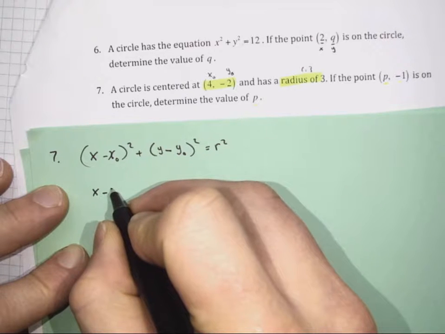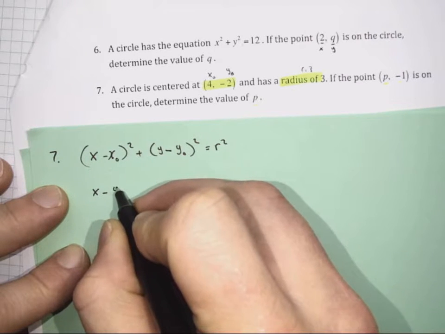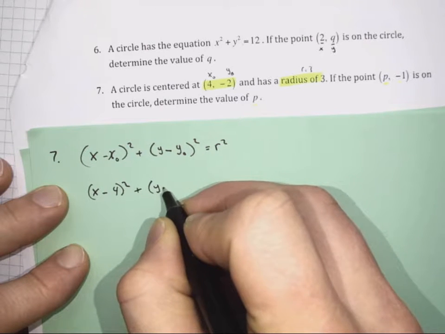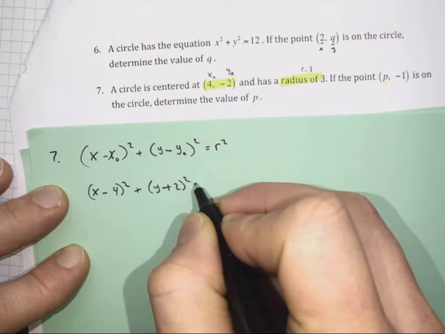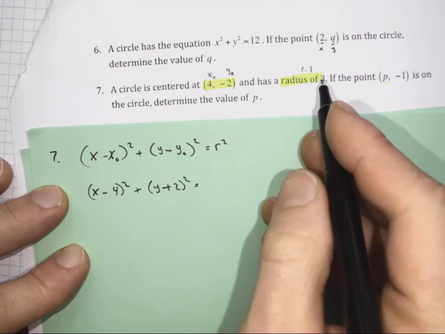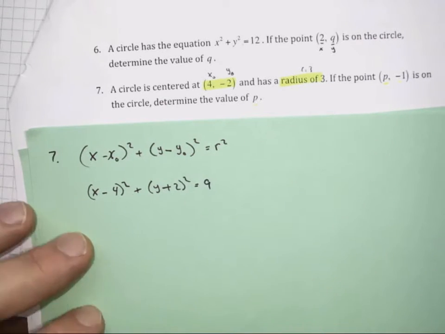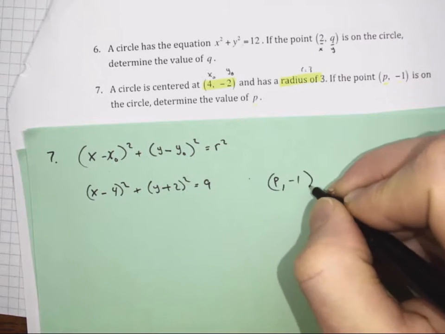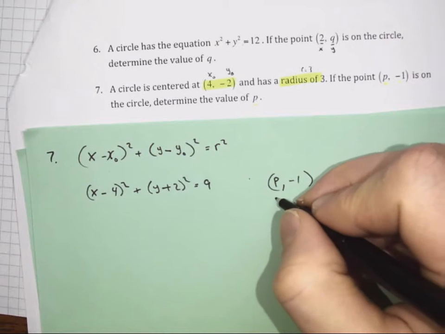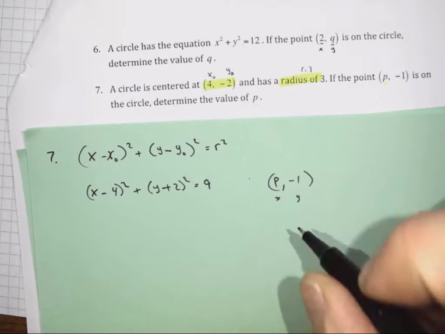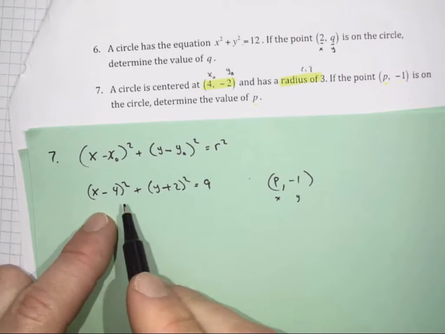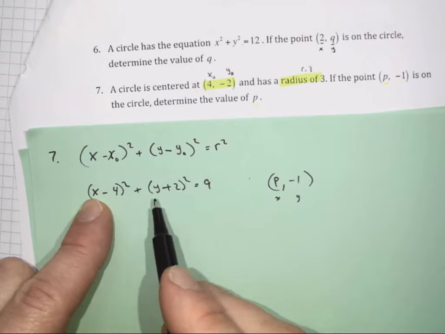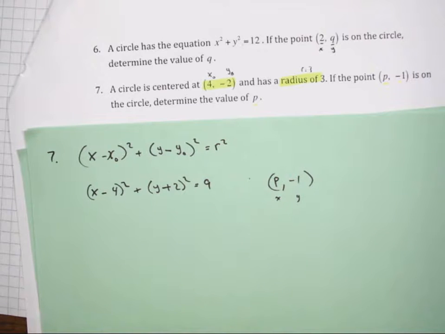x take away 4 squared plus y take away -2, which is y plus 2 squared, is equal to 3 squared, which is 9. All right. And so we know the point P, -1 is on this circle somewhere, which means that's an x and a y value that, as a pair, should represent a solution. It should give us a true statement, with the left equal to 9. If it doesn't give us a true statement like that, then, well, we're in trouble.